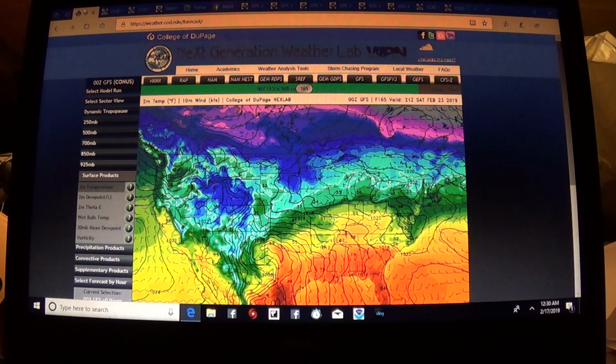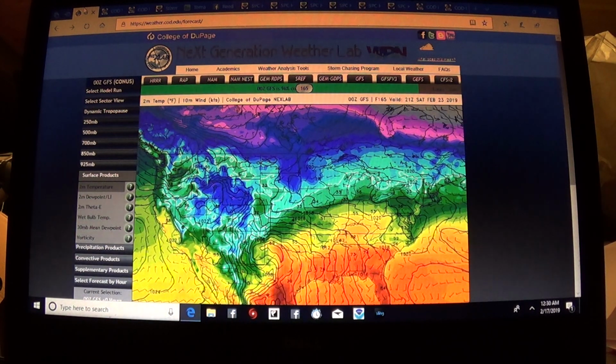I'm going to go through my storm chase forecasting. This is from the weather site weather.cod.edu, College of DuPage in Illinois, using the GFS model, global forecasting system or something like that.